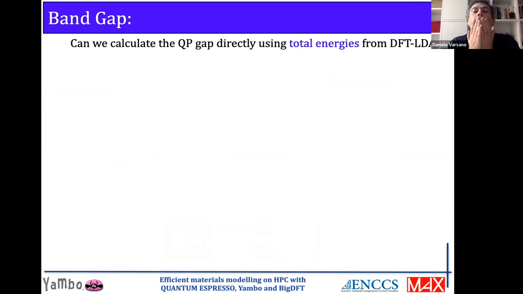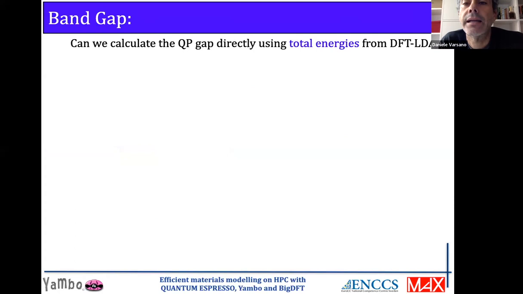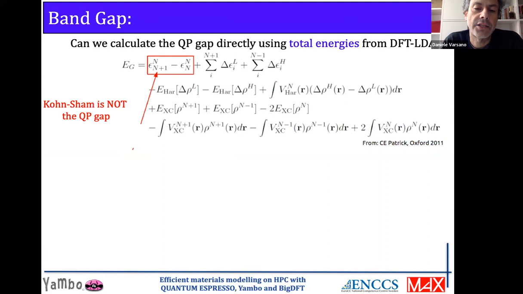But as we have seen, the gap can be defined as a difference of total energy. That is a quantity that is perfectly accessible with density functional theory. So the question is, can we calculate a quasi-particle gap directly using total energy, for example with LDA? The answer is yes. We can write down the total energy expression of the Kohn-Sham system from density functional theory. And here I wrote the expression of the energy difference: the energy of the n plus one system, minus the energy of the n minus one system, minus two times the energy of the system with n electrons in its ground state.